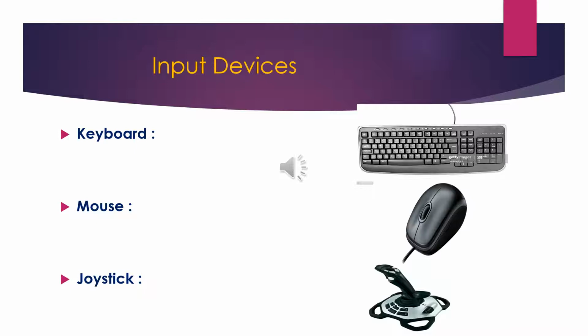Our third input device is a joystick. As you can see in the picture, this is used to play games on a computer. As you must have played games, or you can see in gaming parlors, they have these devices to play different games, as this stick gives the direction to the games, like it controls the whole game.